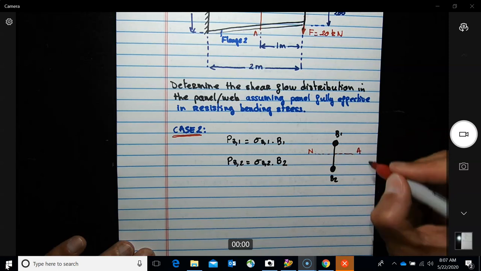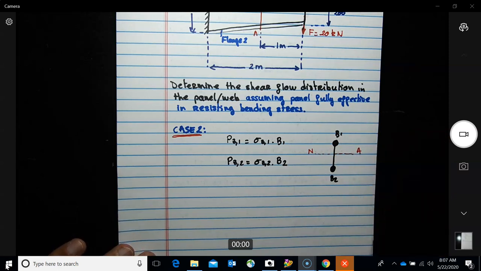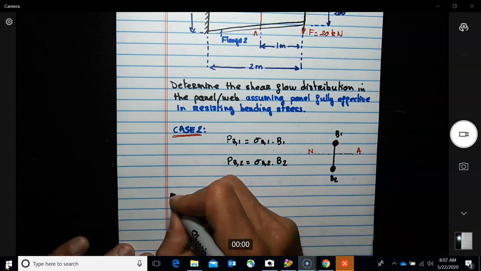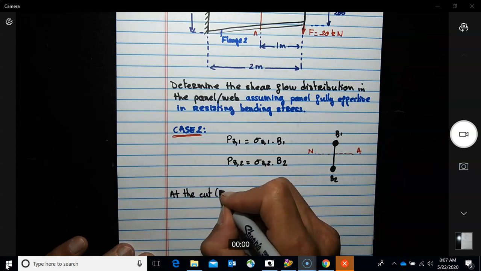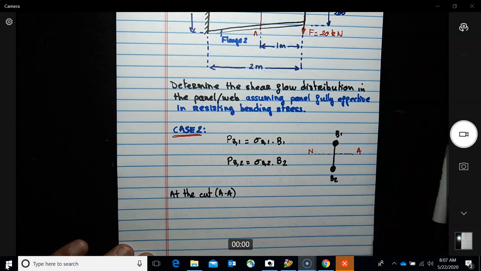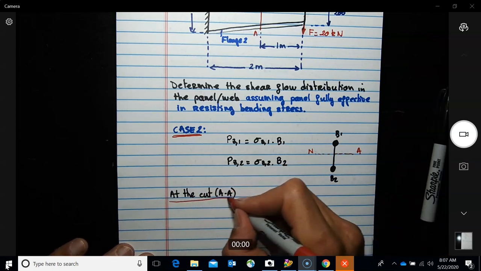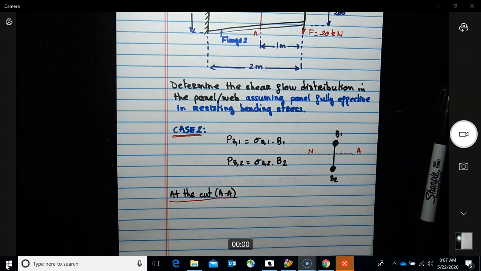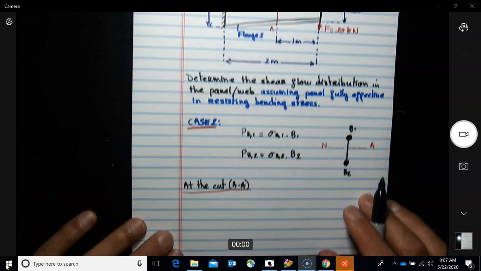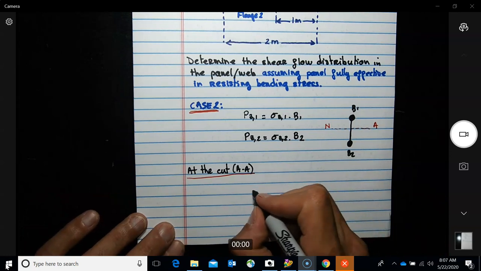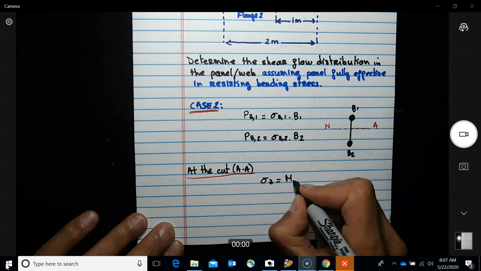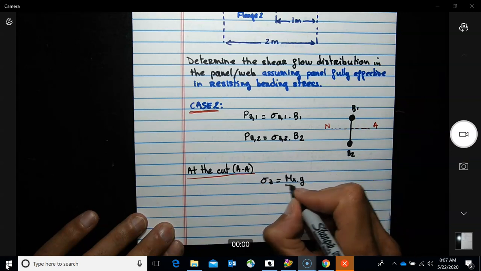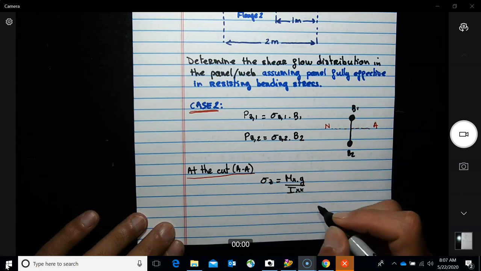All right, so let me do here the neutral axis. What is the definition of the neutral axis? The location where the bending stress is zero. Okay, so let's say we'll be at the cut. That's where we need to do the calculations. Let's see what happens at the cut. So we know that sigma z is equal to Mx times y divided by Ixx, all right?